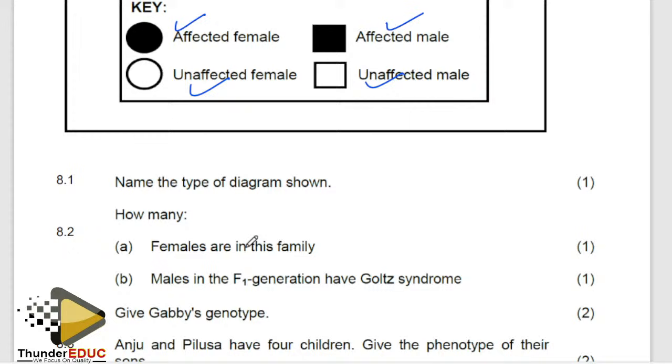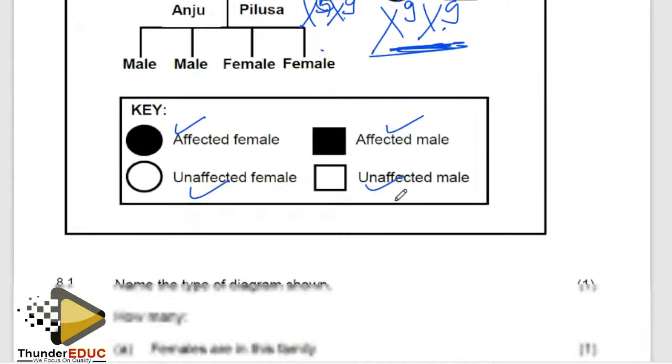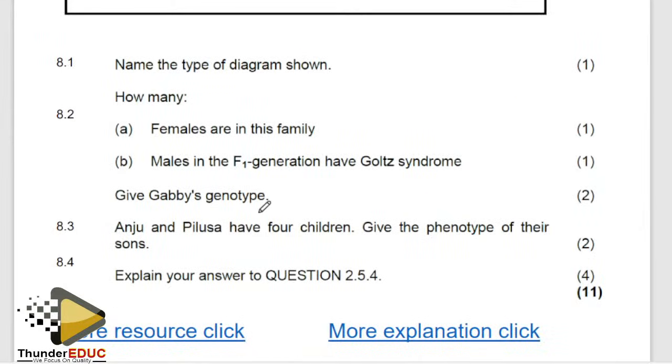Now, name the type of diagram: it is a phylogenetic tree. They're saying how many females are in this family? We talked about them: 1, 2, 3, 4, 5, 6.